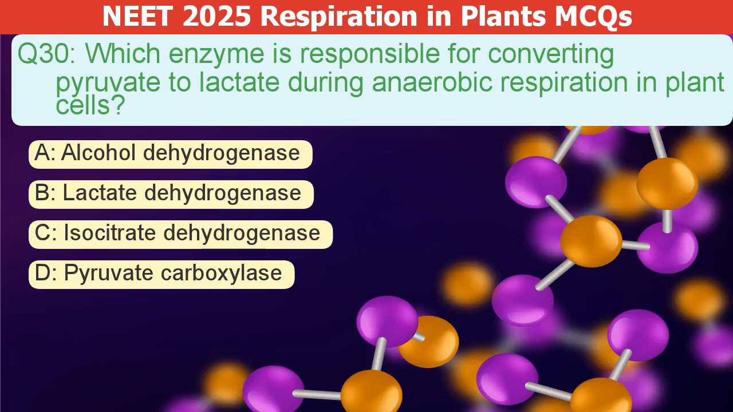Which enzyme converts pyruvate to lactate during anaerobic respiration in plant cells? A. Alcohol dehydrogenase. B. Lactate dehydrogenase. C. Isocitrate dehydrogenase. D. Pyruvate carboxylase.